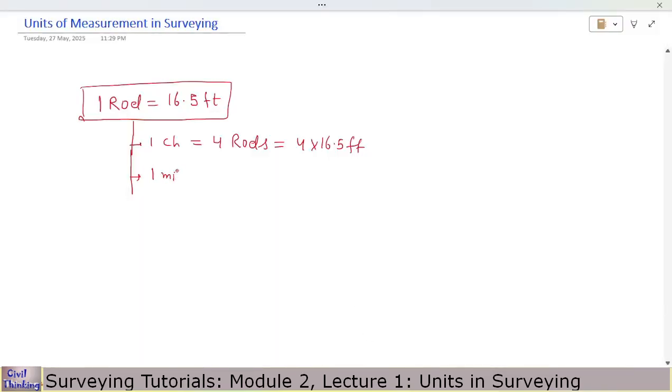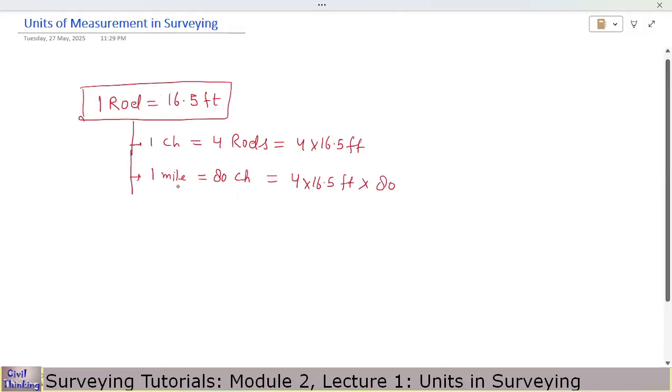1 mile is 80 chains, okay? So you have to remember this. One rod is 16.5 feet, okay? So one chain is 4 rods and 1 mile is 80 chains. So that makes 1 mile, because it is equal to 80 chains and each chain is equal to 4 rods, right? So 4 rods is 4 times 16.5 feet, times 80. So that becomes 1 mile, okay?